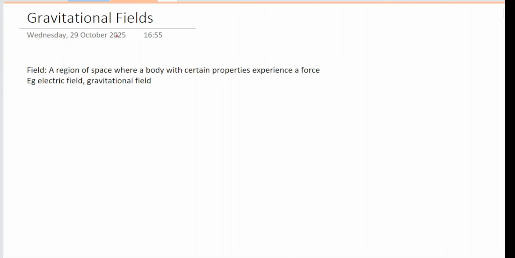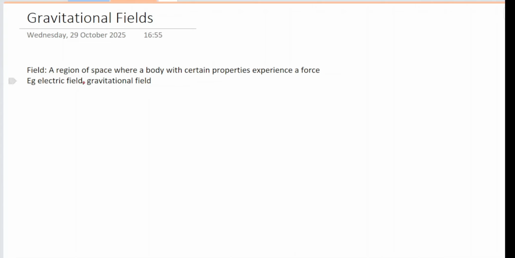Now, to start off, let's try to explore what the meaning of field is. When you hear about fields, what even is a field? We say that a field is a region of space where a body with certain properties experiences a force. You have learned many types of fields, right? There is electric field, there's gravitational field, there's magnetic field.